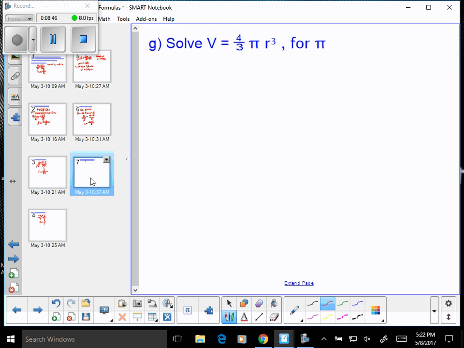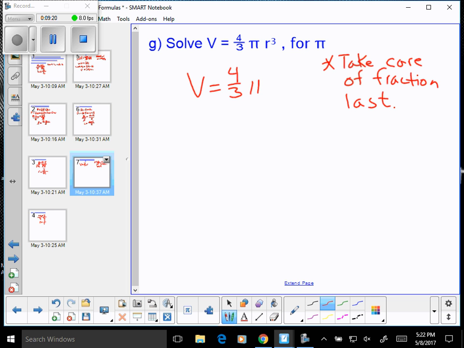Example G is actually the volume for a sphere. Now, these formulas that involve a fraction are trickier. My advice is to take care of the fraction last. It just goes better if you take the extra time and take care of that fraction last. In this case, we are going to undo the r cubed first. Now, if you want, you can rewrite this too as 4/3 pi r cubed on the left side equals v. You certainly may do that if you like that better.